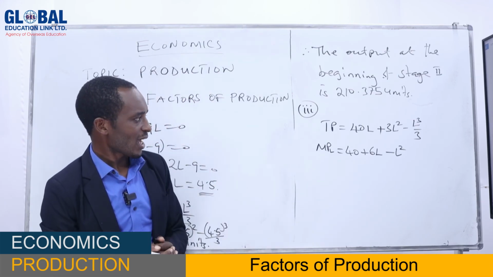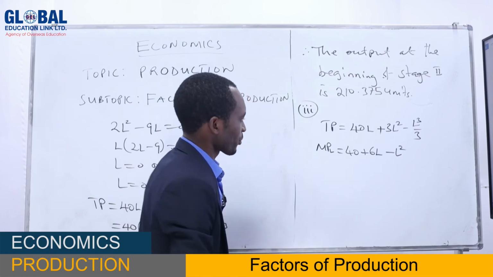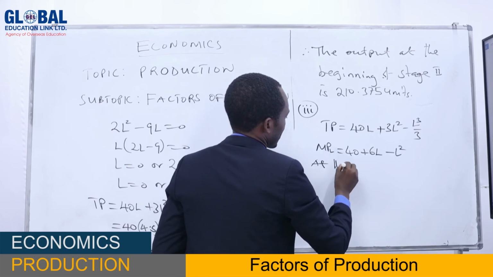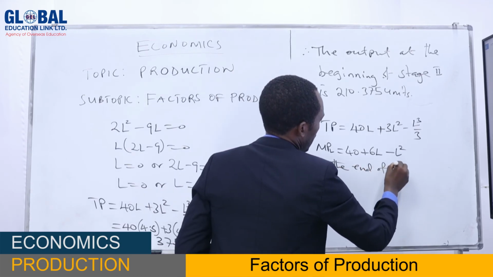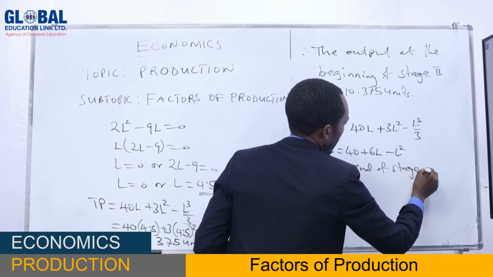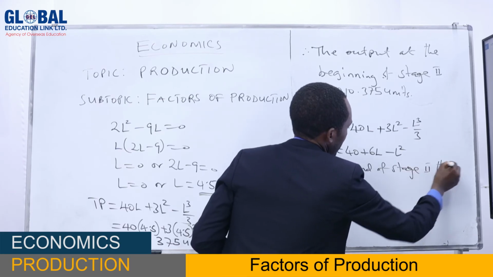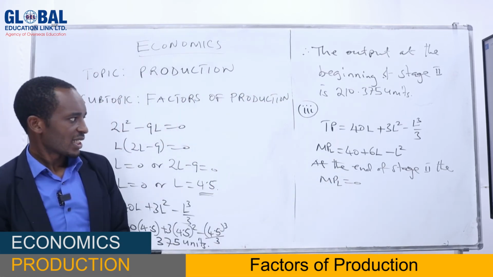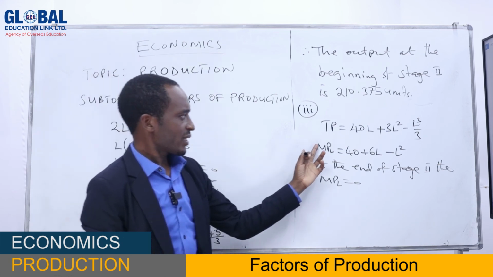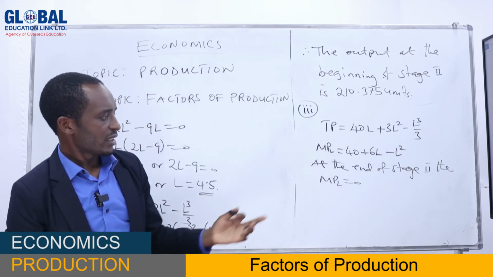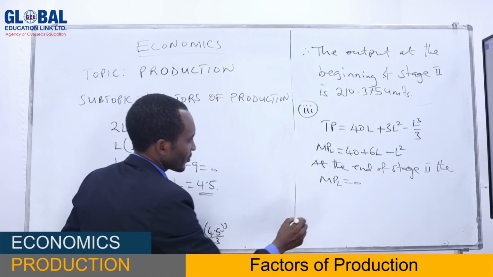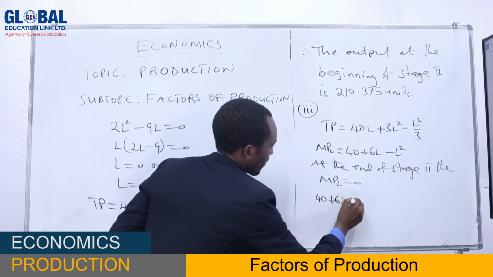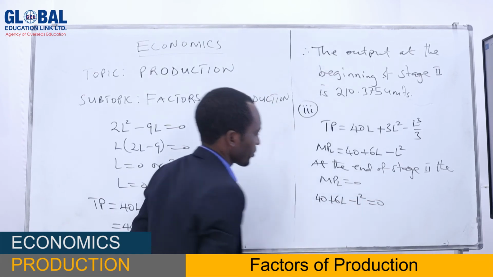So at the end of stage 2, from the diagram, we know that the marginal product of labor should be equal to 0. So you will equate this function equal to 0. So 4 plus 6L minus L square should be equal to 0.